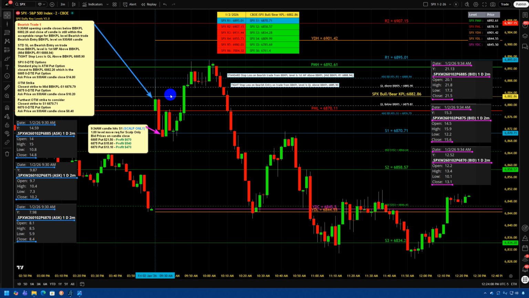Okay, so we have a 9:30 a.m. opening candle here. As you can see here in the notes, we state that it is still within the acceptable range for a BBKPL level bearish trade on this candle.